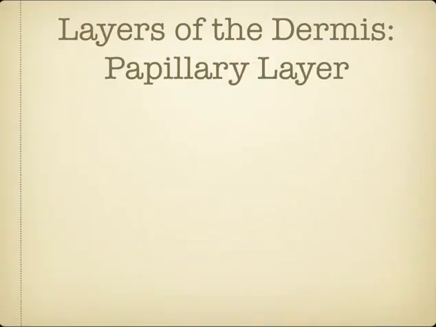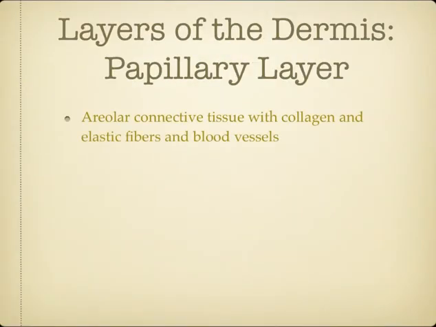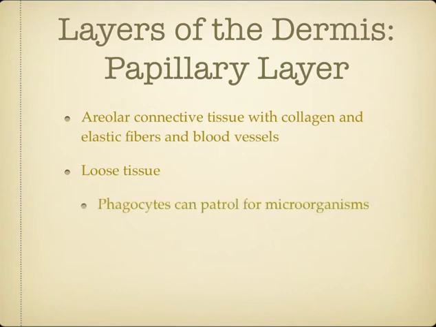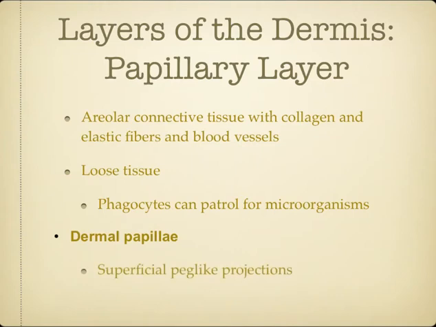So papillary layer first. Let's discuss this. It's made up of areolar or loose connective tissue with lots of collagen, elastic fibers, and blood vessels. It is indeed a loose tissue. Phagocytes, which are white blood cells that eat invaders, patrol for microorganisms here. And we see these bumps on top, these dermal papillae, which are the superficial peg-like projections. And in some spots, they actually help to create patterns on your skin like your fingerprints.